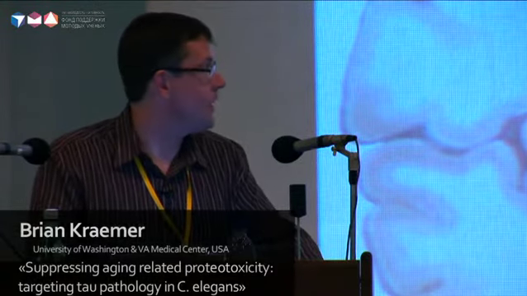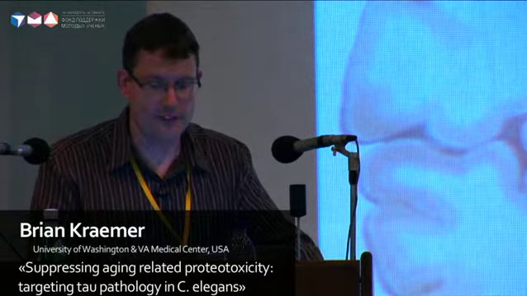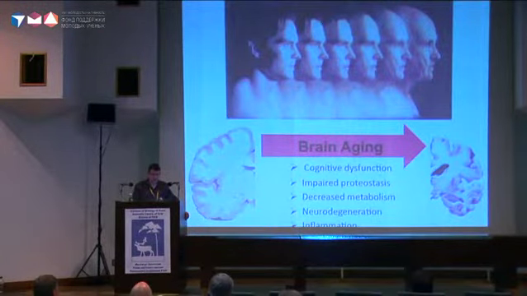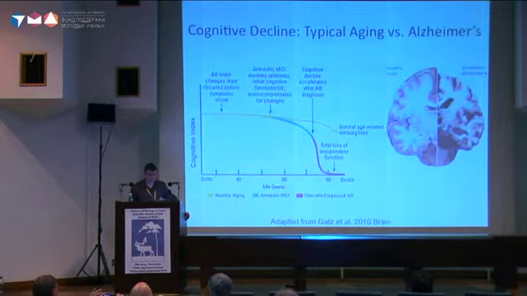So the problem we're concerned with is brain aging. This is typically exhibited by cognitive dysfunction, impaired proteostasis, metabolic issues, and ultimately neurodegeneration and inflammation. The interesting thing about brain aging versus other tissues is that in basically all mammals, some individuals remain cognitively intact to quite advanced ages, while others show gradual decline with aging.